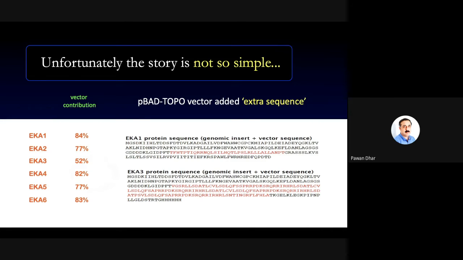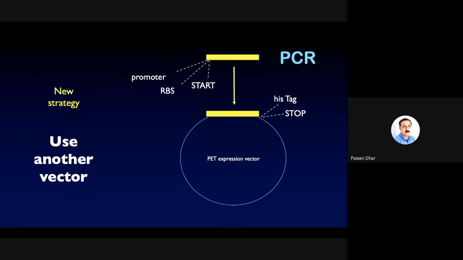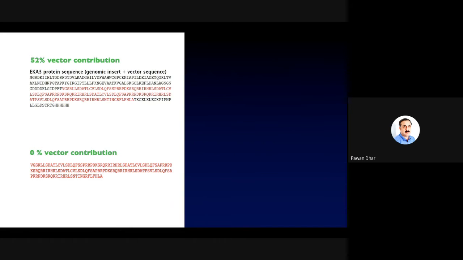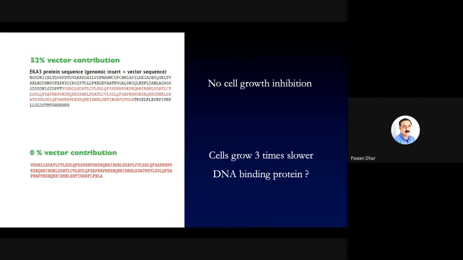So when we noticed this and found that the vector was contributing a lot, we said, let's change the strategy totally. Here we took the PET expression vector and changed the strategy, because of which we took ECA3, which had no growth inhibitory effects. When we changed the strategy, we found that there is 0% vector contribution. So earlier there was no growth inhibition, but now the cells were growing 3 times slower. We were again very lucky to catch this phenotype.